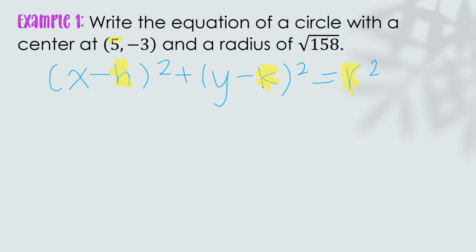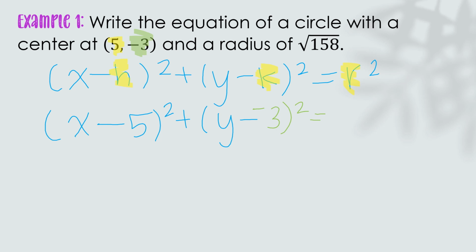So we are going to need to substitute in for h, k, and r. H, you're going to look at the x coordinate of the center. So that would be x minus 5 squared plus y minus, our k value is the y coordinate of the center. So we're going to plug in negative 3 for k, and then r is our radius. So we're going to plug in for a radius. That would be the square root of 158 squared.